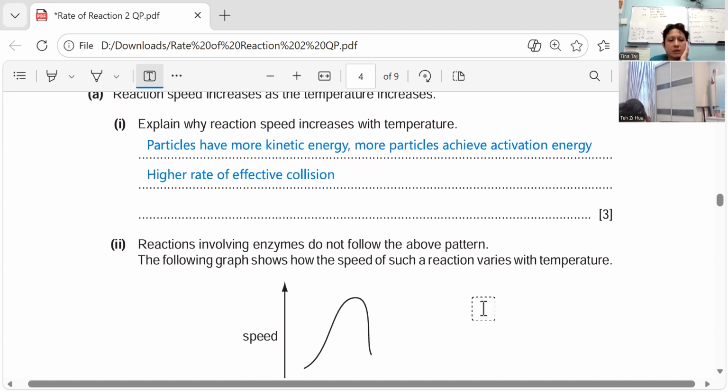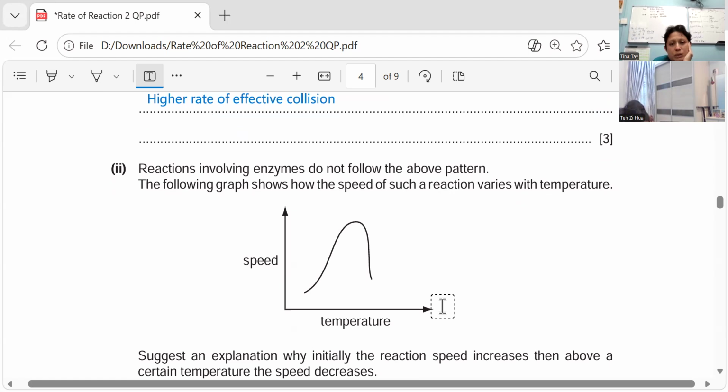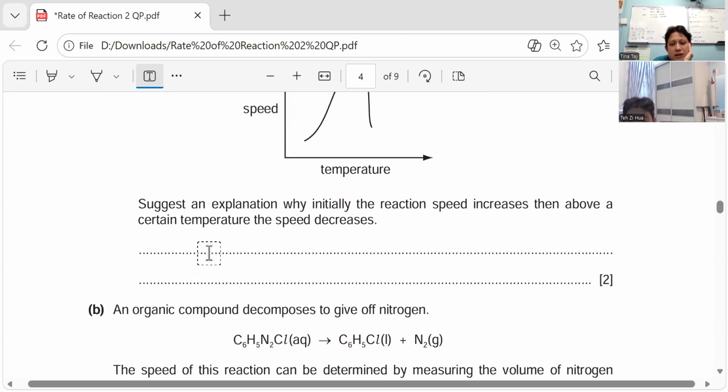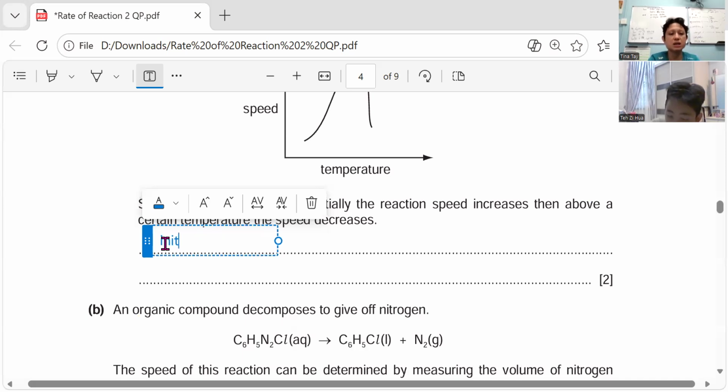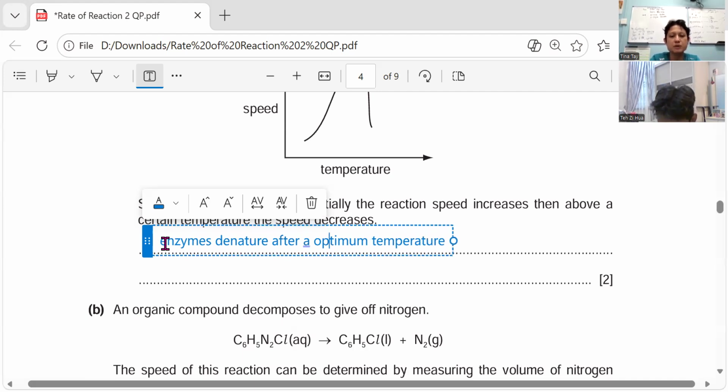Good. Reactions involving enzymes do not follow the above pattern. So just explain why initially the reaction speed increases. As temperature increases over the optimum temperature, the enzyme starts to denature and therefore cannot form an enzyme substrate complex with the particle. Actually no need to write so much. Enzyme denatures after optimum temperature. And then before optimum temperature.